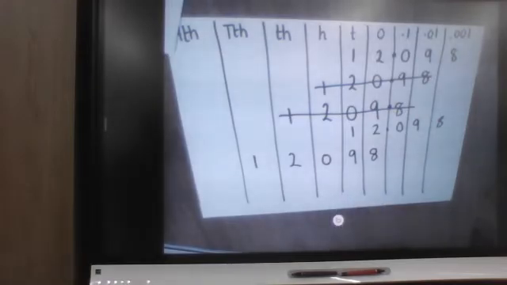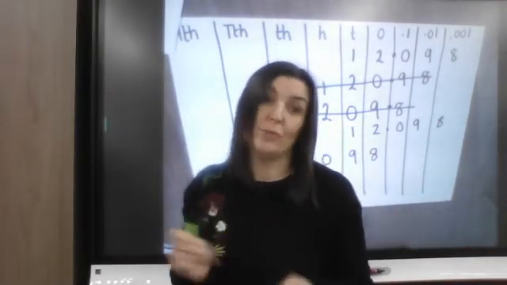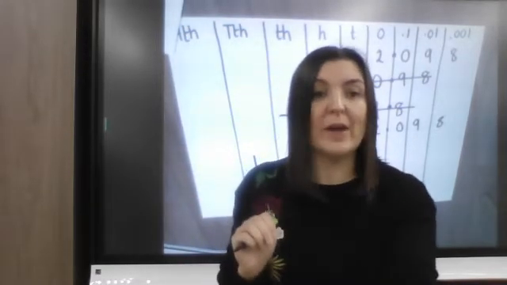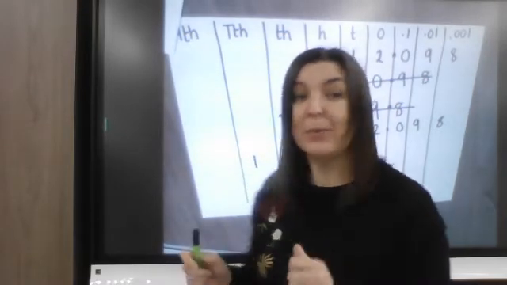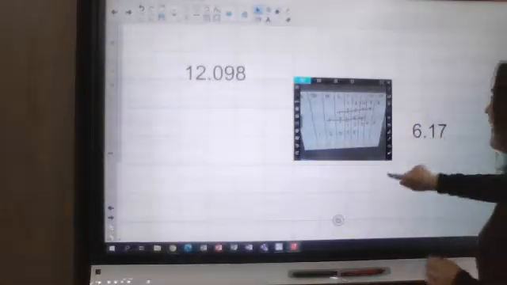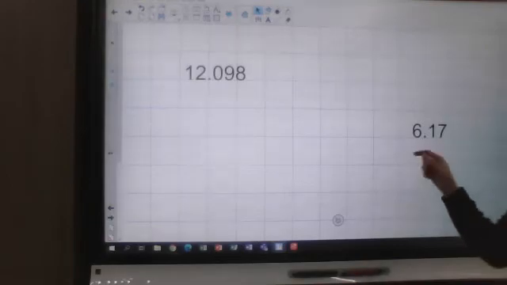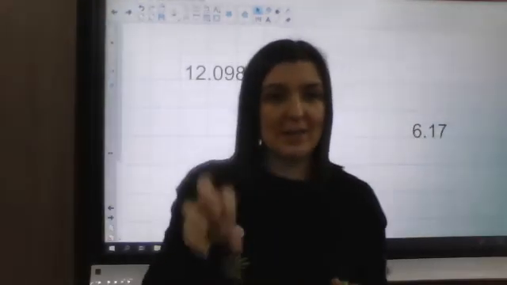So for the thousands, I've moved it 3 places to the left. Remember, because we're multiplying today, when it's multiplying, you always move to the left because the number is getting bigger. So I'm going to ask you now to pause the video and have a little go at doing 6.17. Put that onto your chart and multiply it by 10, 100 and 1,000.